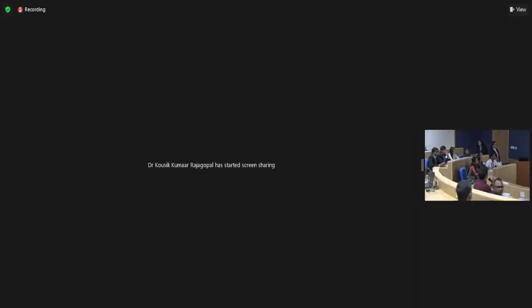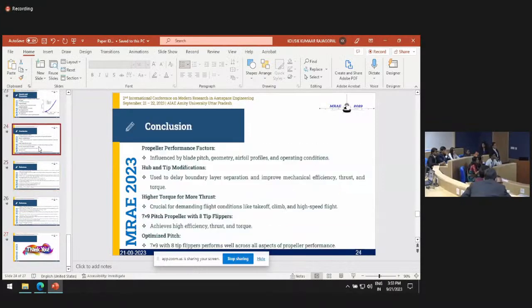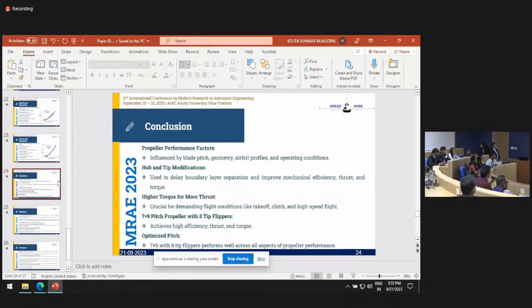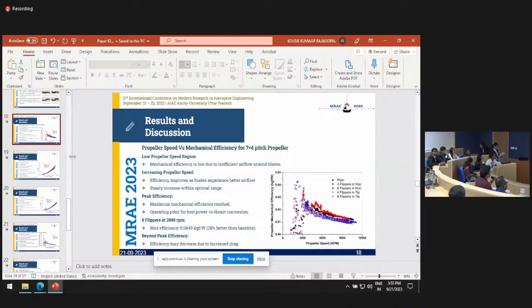Yeah, sure. Can you come back to slide number 18 and 19? Yeah, so this is 18. How were you able to achieve that 7x9 pitch, 8 flippers got the best performance?